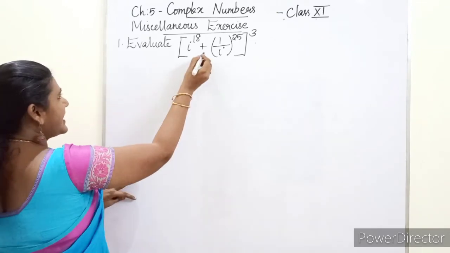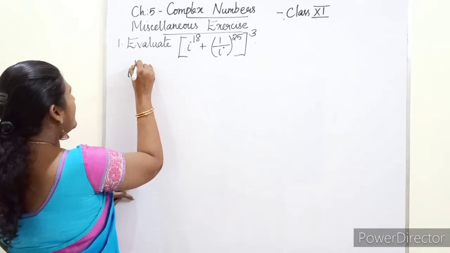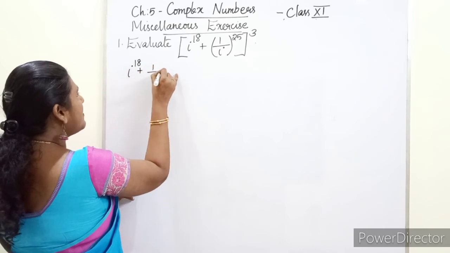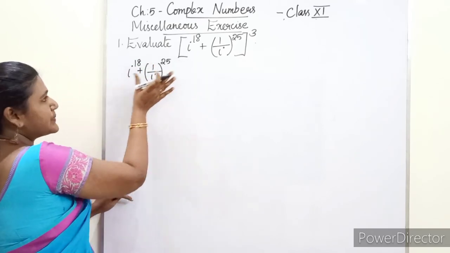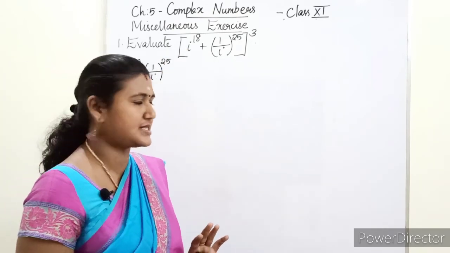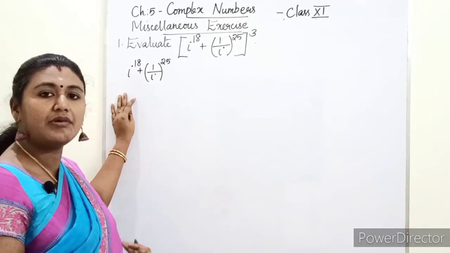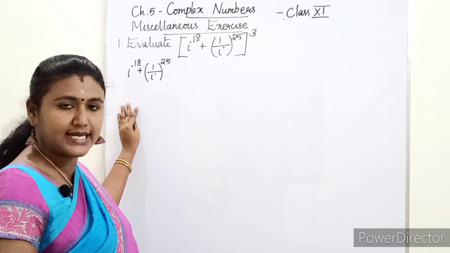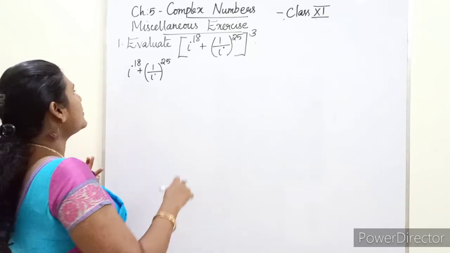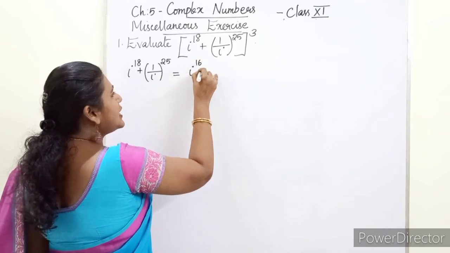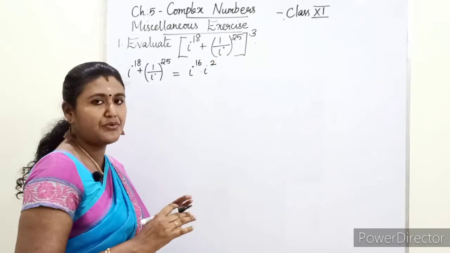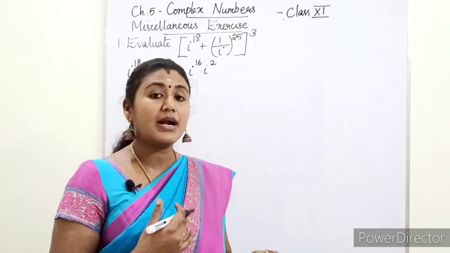So first we will take this expression, that is i^18 + (1/i)^25. So we will simplify the expression inside the bracket first. So how to find the power of i? We have already seen in the previous video. So how to express i^18? i^16 into i^2. So we have to express the power as a multiple of 4.